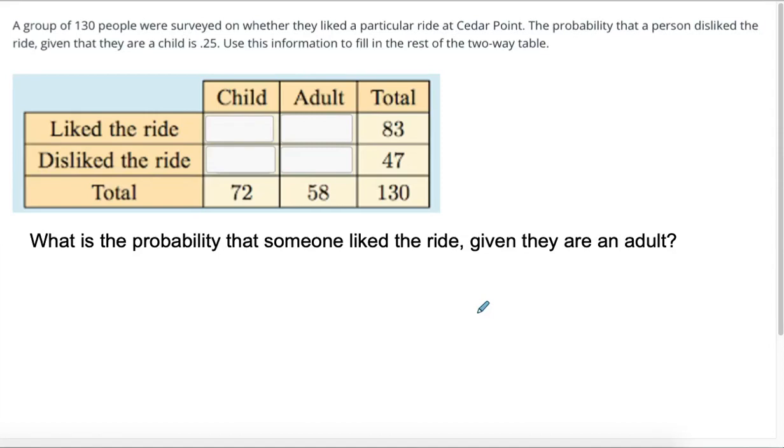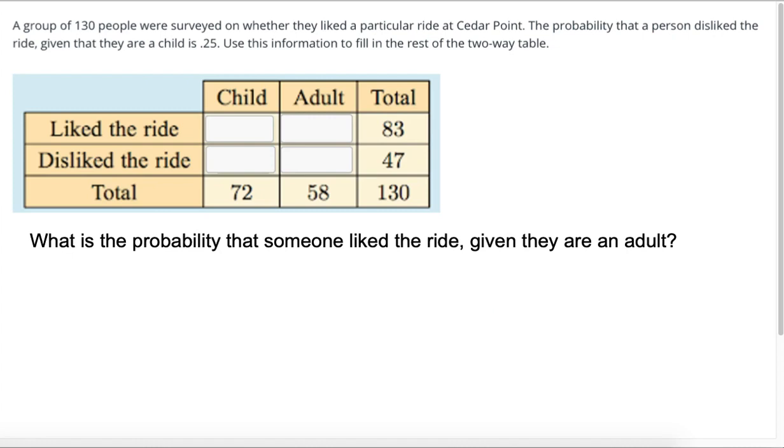All right, this week's A review is all about probability and two-way tables. So let's take a look at this example problem. It says a group of 130 people were surveyed on whether they liked a particular ride at Cedar Point. The probability that a person disliked the ride, given that they are a child, is 0.25. Use this to fill in the rest of the table.